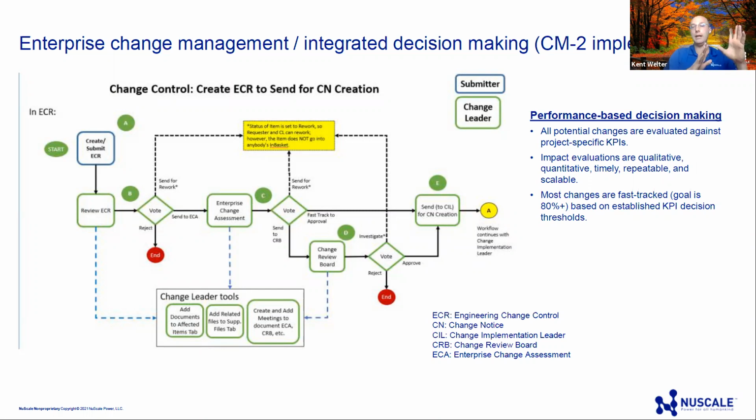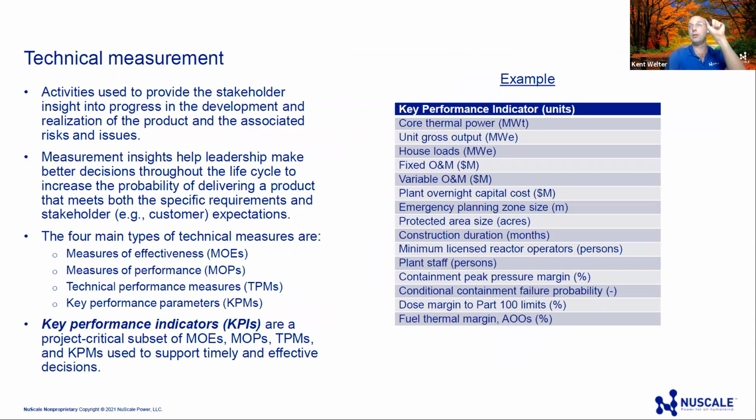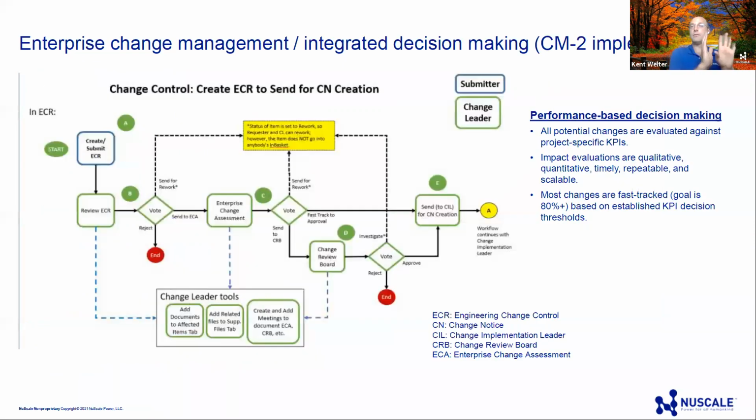So back up a little bit, the change board went through a review of these lists of KPIs and looked at the values and said, all right, if it's going to change by this much, or a collection of these are going to change by this much, we want to review that. If not, we can fast track it. And what that does is that helps us process changes effectively, but still have the necessary oversight that we need for product development.